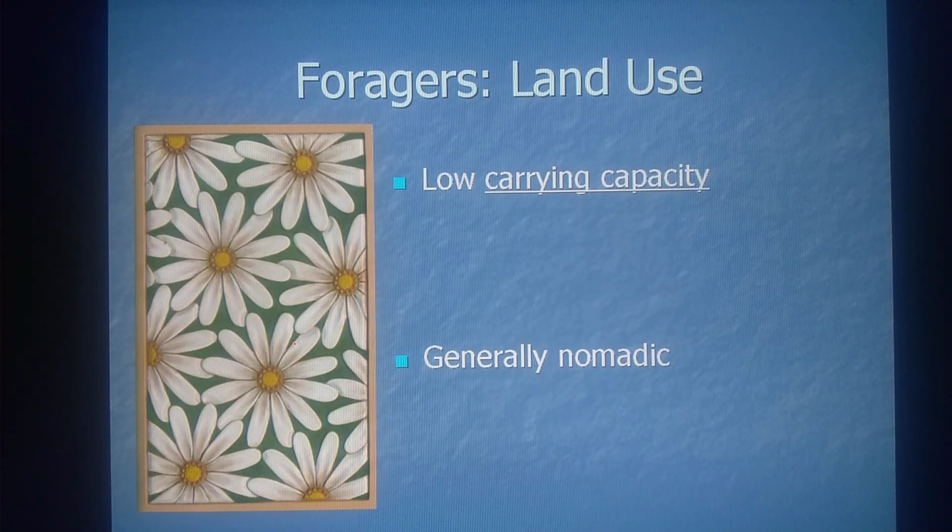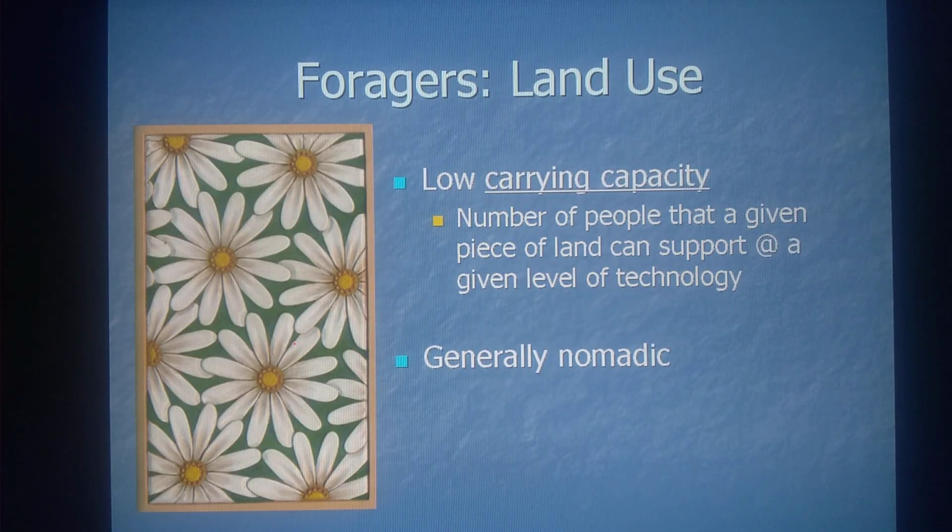First, we'll talk about land use, and I want to introduce the term carrying capacity. Carrying capacity refers to the number of people that a given piece of land can support at a given level of technology. Now, the level of technology in this case is food foraging, or hunting and gathering.